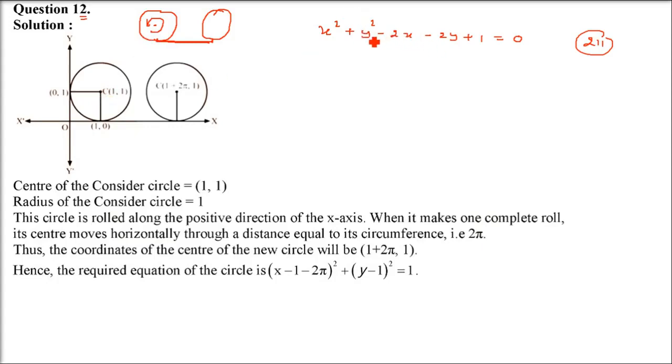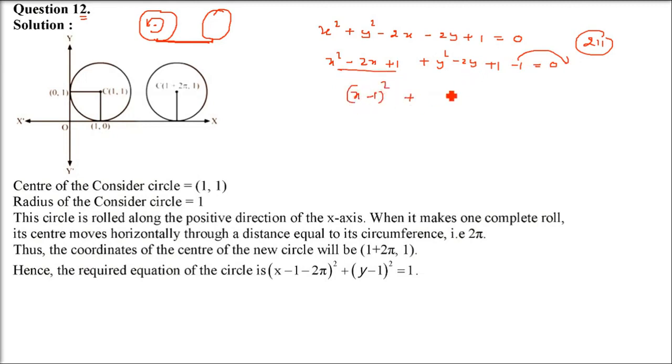So what we see here is this circle. Let me put this in a proper form which we know. So this is x square minus 2x plus 1, y square minus 2y plus 1, and I'm just subtracting 1 because I've added an extra 1 here.